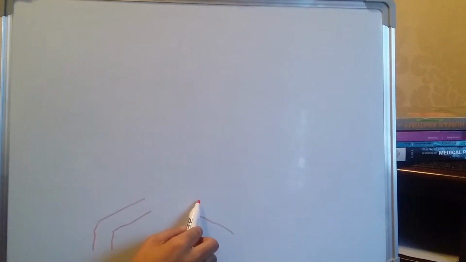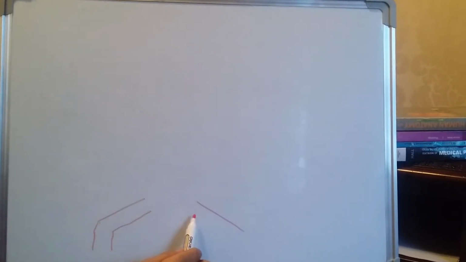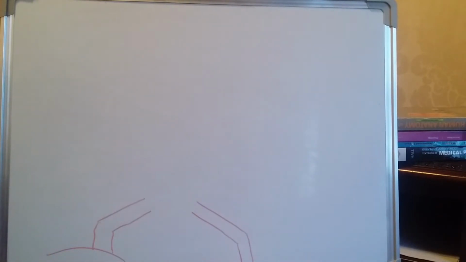So I'm making only the common carotid arteries, the clavian artery and the vertebral artery in red, so you can easily understand. For example, this is our vertebral artery. The vertebral arteries mainly originate from the subclavian arteries. This is the subclavian artery.